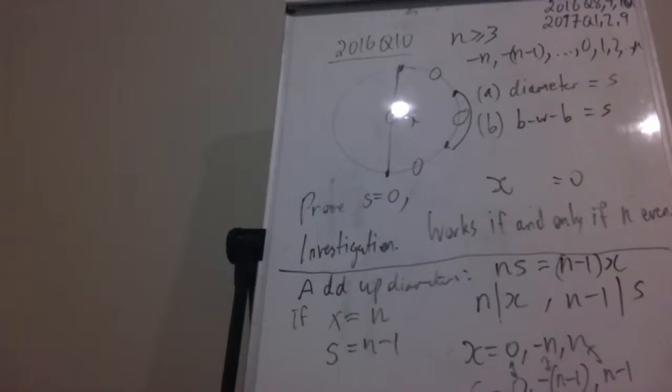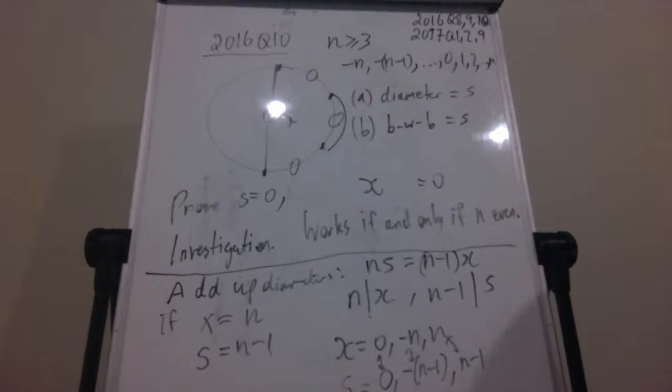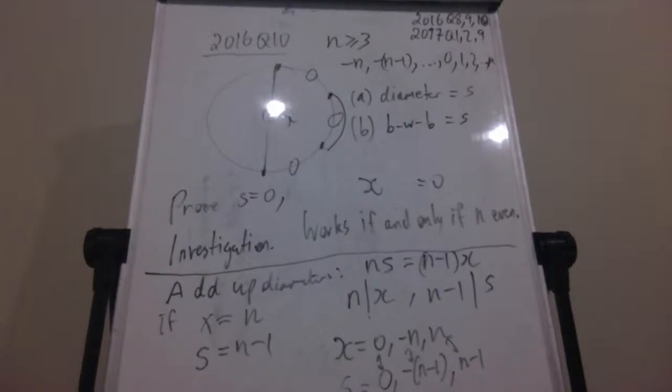Then that means each diameter of the two ends has to equal n minus 1. No, so this will not give you a contradiction, because the diameters will not give you a contradiction. You have to go on the circumference now. So do we know that n is even? No, we don't.